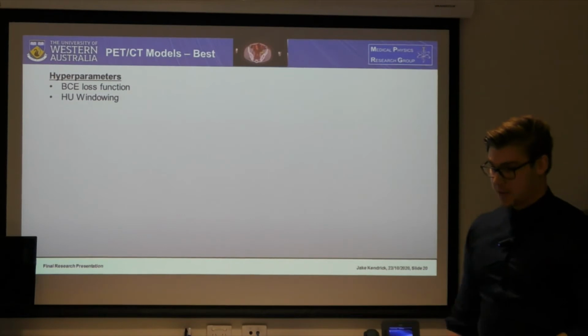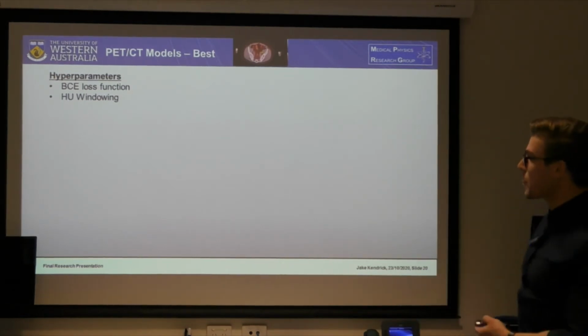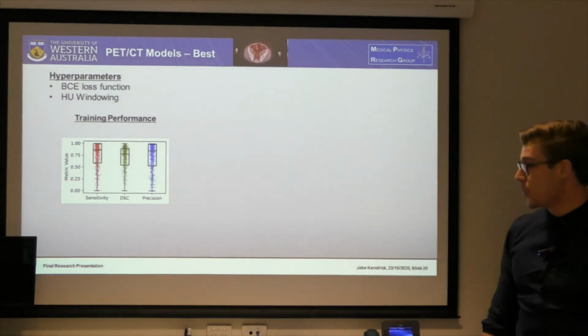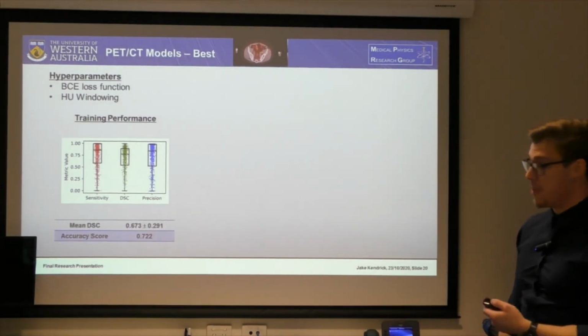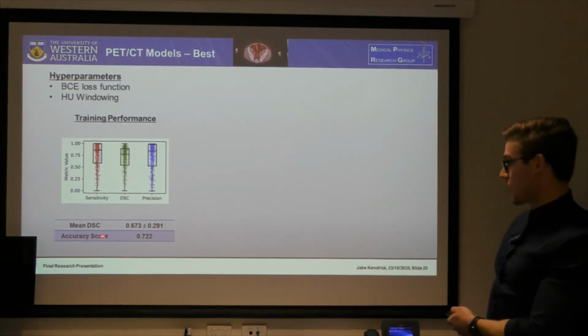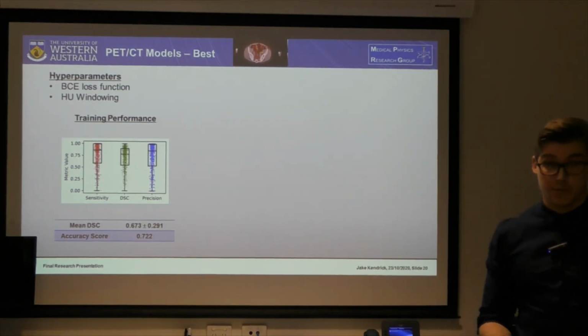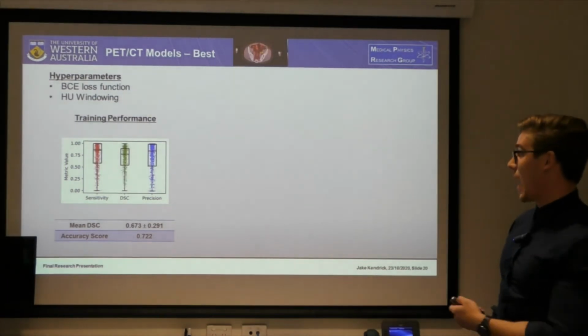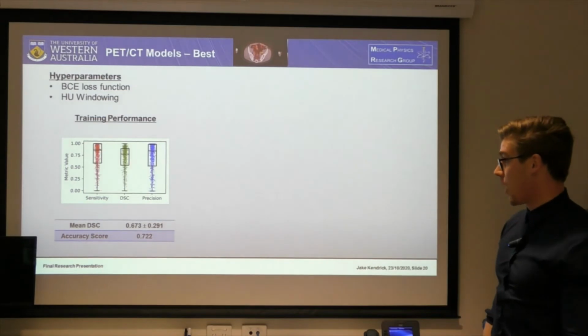So moving on now to the best PET-CT model. This one was trained again with the BCE loss function using HU windowing, and what we observe is the best results on both the training data and the testing data. So we get a mean DICE score of 67.3%, which is really good on the training data. Accuracy score of 0.722, favorable distribution of metrics, they're quite high up.